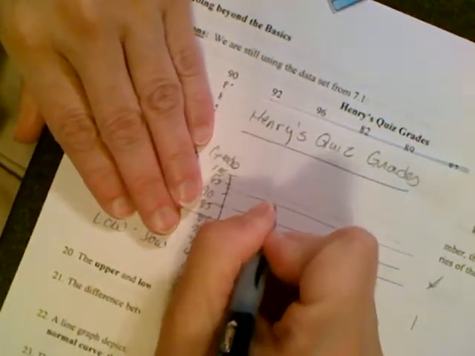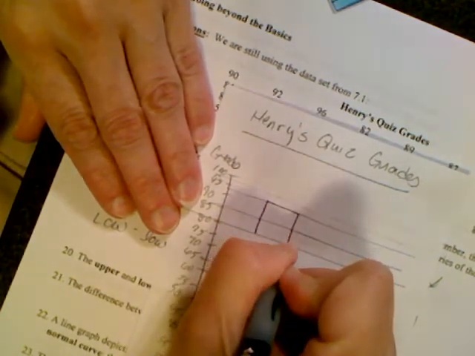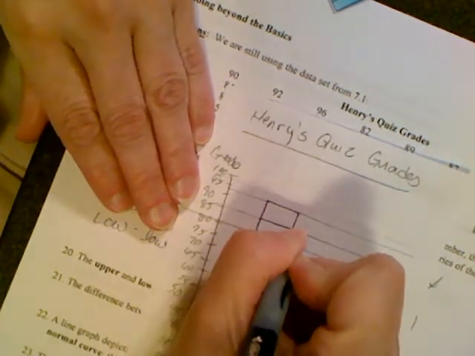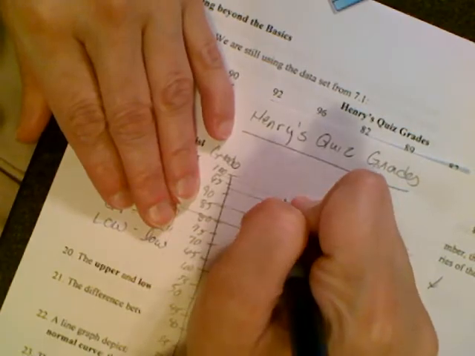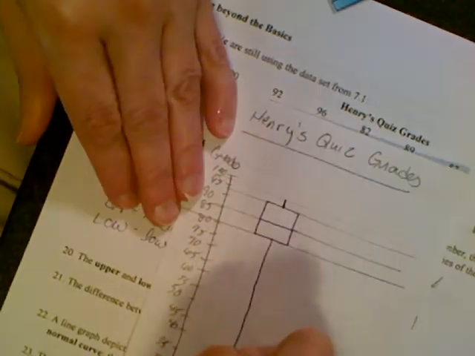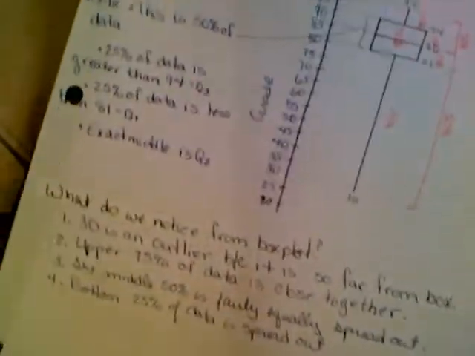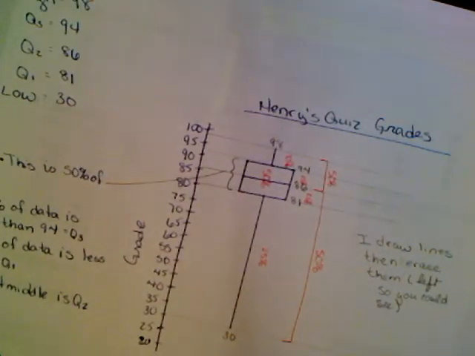So we're going to draw a box with a line at our Q2, and we're going to draw whiskers going to our high and our low. So that's what a box and whisker looks like. So now I'm going to show you the one that I did that's in your notes. Okay, so here's our box and whisker, and the reason I'm doing this is because this is a little neater.